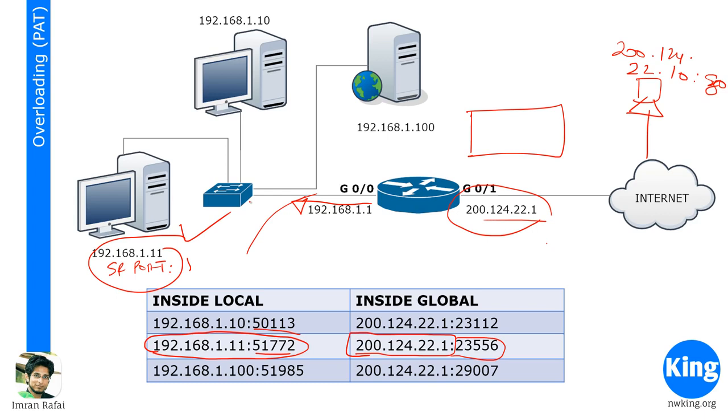Now you can have multiple devices at the same time, maybe even 100 devices, communicating over this one IP address with multiple ports, and that is why this is the most popular form of NAT, which is nothing but port address translation, or PAT.